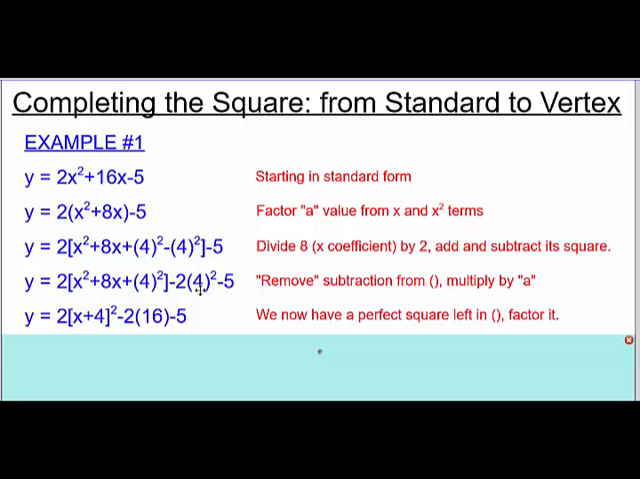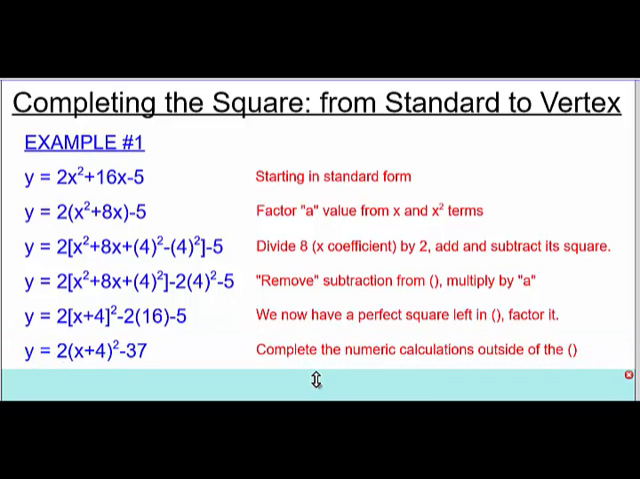Negative 2 times 4 squared. 4 squared is the 16. And then basically we can just finish that up. Negative 2 times 16 is negative 32 minus the 5 more, minus 37. And you see I've changed my brackets back now from the square brackets to the rounded brackets.